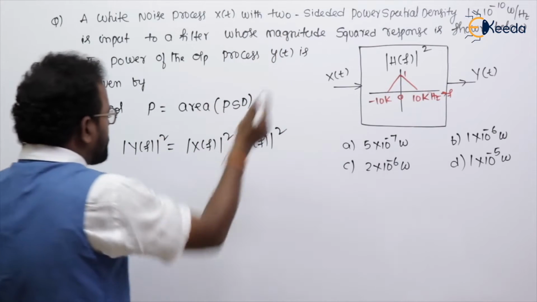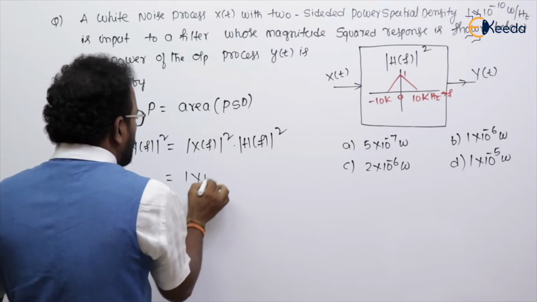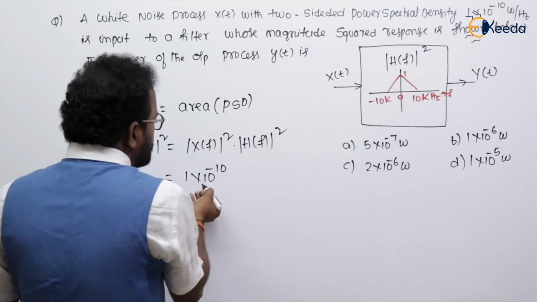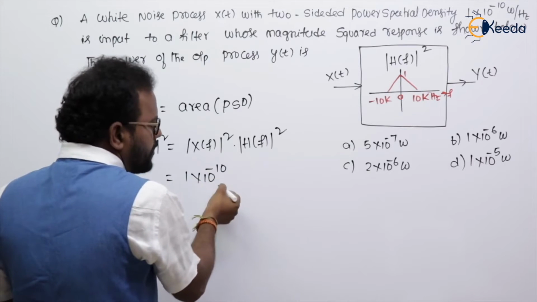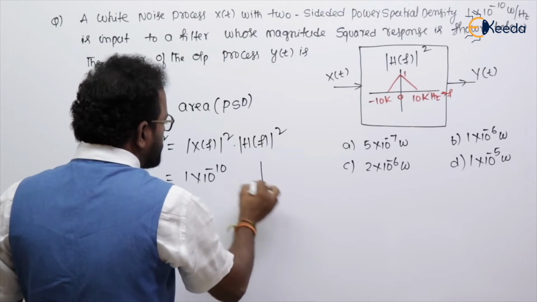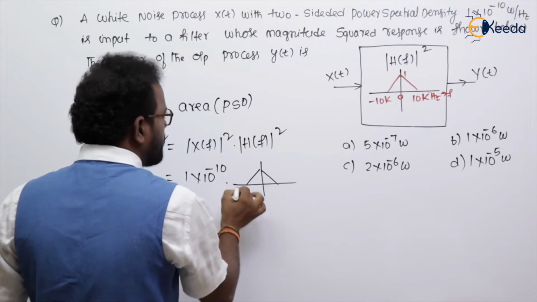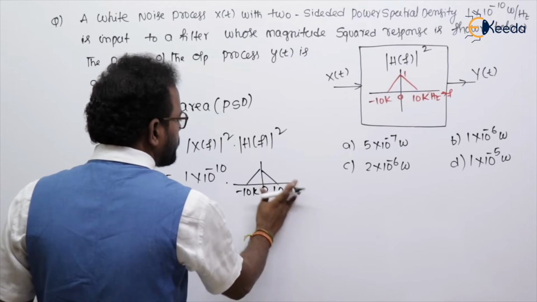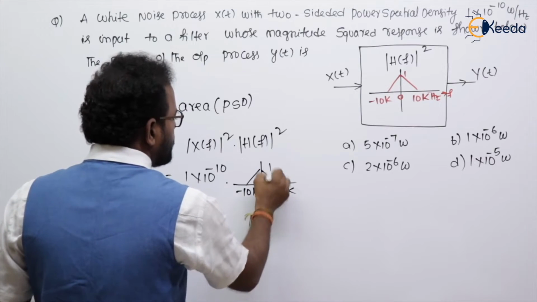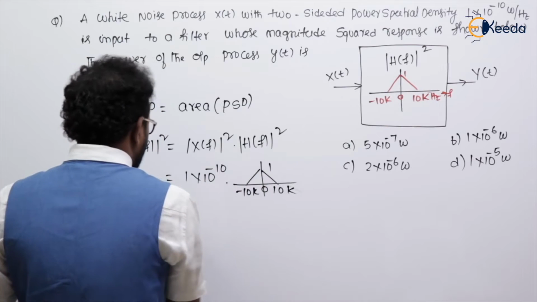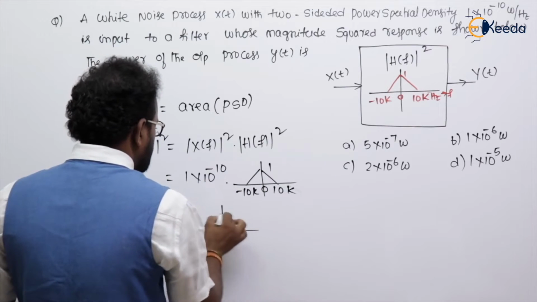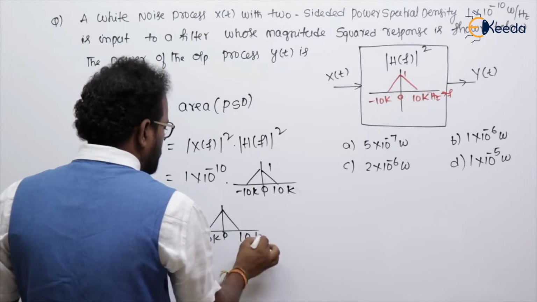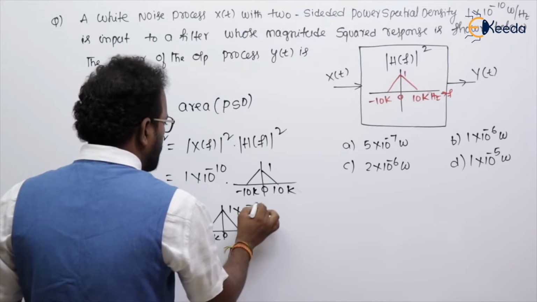And what is its power spectral density? It is given as 1 into 10 power minus 10. And this is a two-sided PSD, so it's a DC value, a constant. The given values are multiplied, from minus 10k to plus 10k. This value is 1, so 1 is multiplied by this. So what is the output power spectral density we are getting? Minus 10 to plus 10, of course both in kilo, with the value 1 into 10 power minus 10.